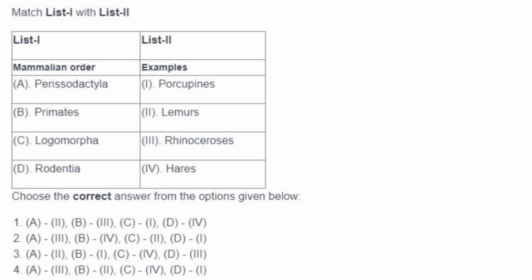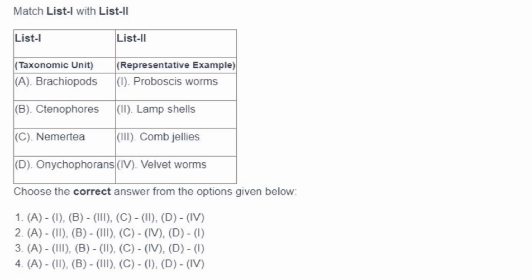Okay, then the next one is match the following mammalian order with example. Perissodactyla, it is rhinoceros, A3. A3 is there in 2 and 4. Primates is lemurs, B2. So 4 is the answer. Then Lagomorpha is hares and Rodentia is porcupines. So 4 is the answer.